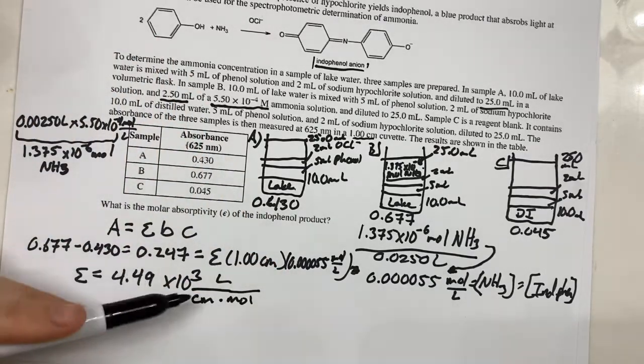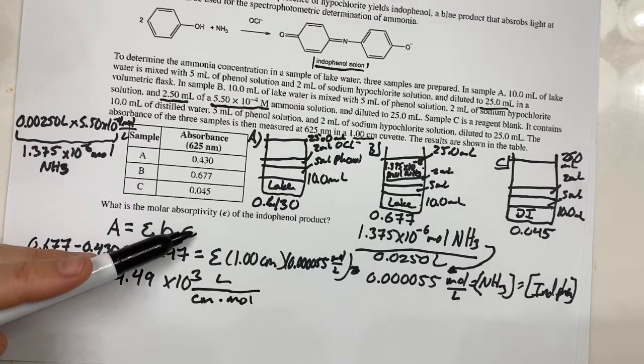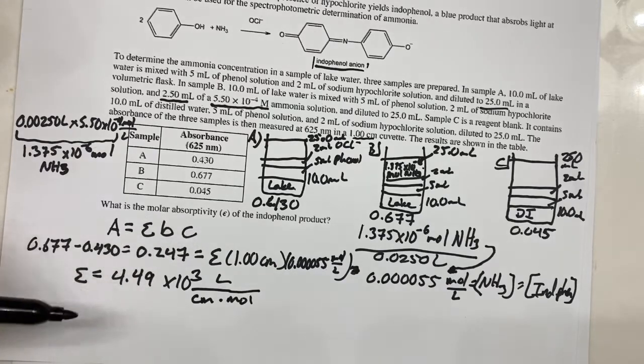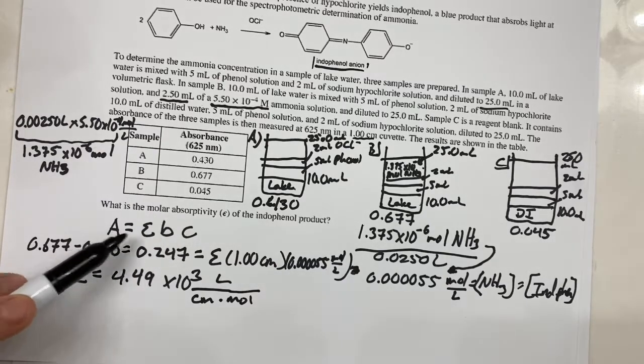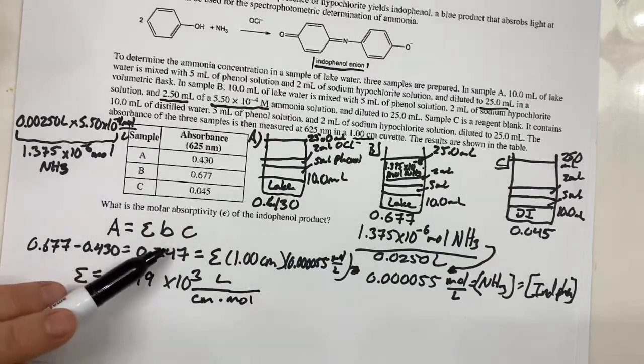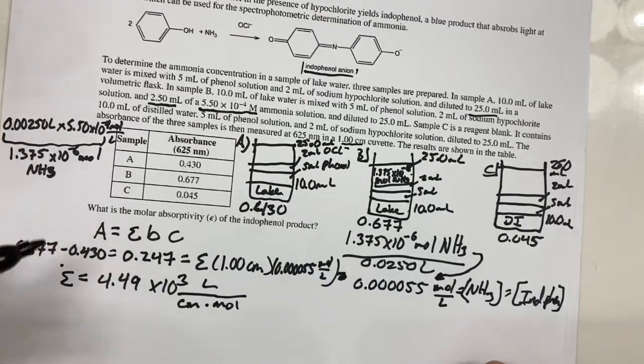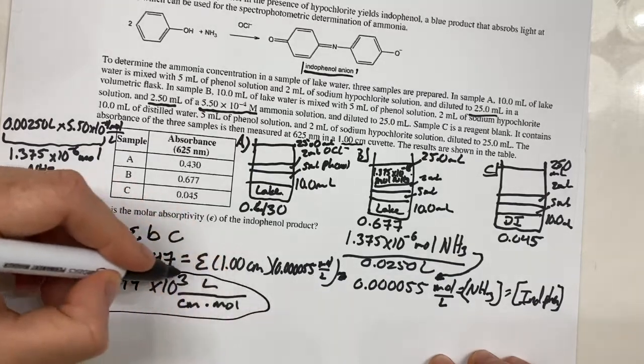Once we have the molar absorptivity coefficient, we can figure out the concentration anywhere at any absorbance, or we can figure out the absorbance at any concentration, because now we just have these two unknowns, and if we know one of them, we can figure out the other. So it's a really big step to get here. All right, so this is the molar absorptivity of that.